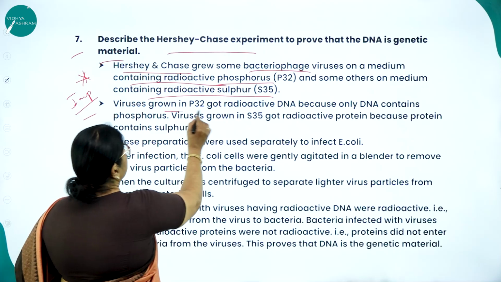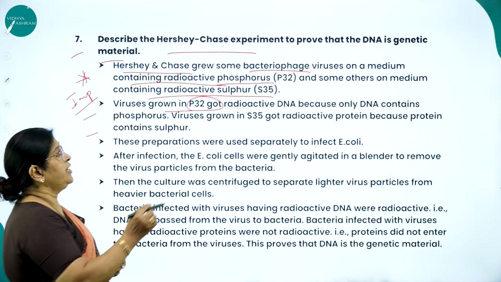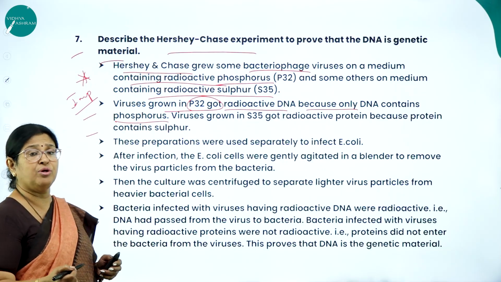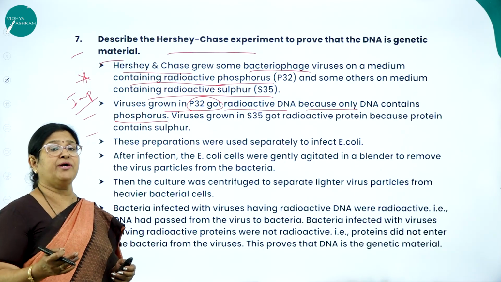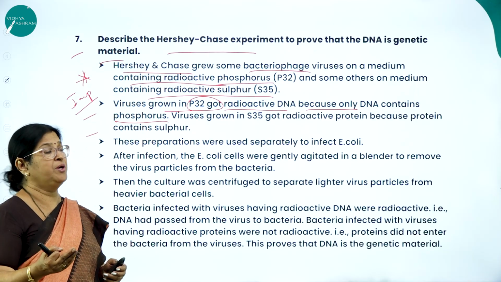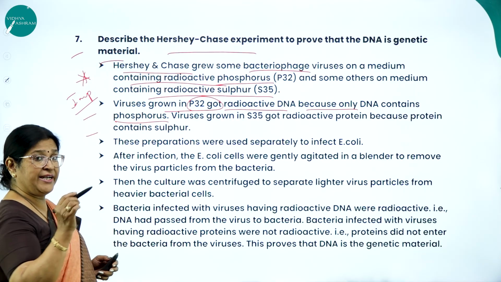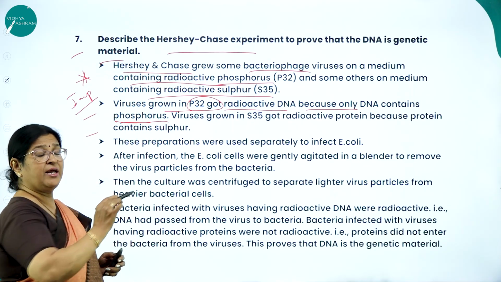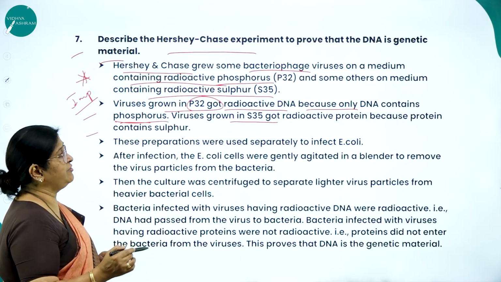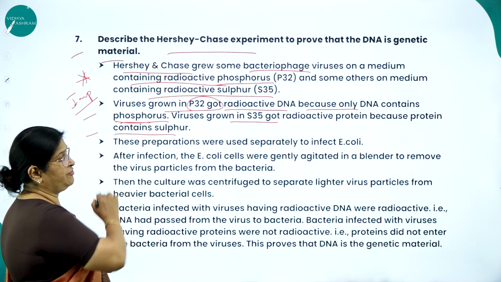Then viruses grown in radioactive phosphorus 32 got radioactive DNA because only DNA contains phosphorus. As we all know, DNA is made up of three very important chemical components: a nitrogenous base, a pentose sugar, and a phosphate group. So obviously, viruses grown in radioactive phosphorus 32 contain radioactive DNA because DNA contains what? Phosphorus. Viruses grown in radioactive sulfur 35 got radioactive protein because protein contains sulfur.